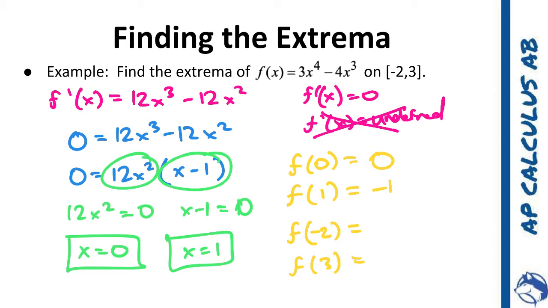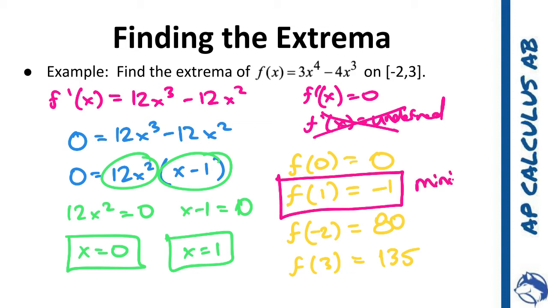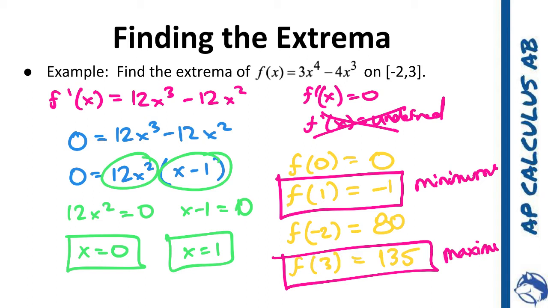Negative 2, so it's 3 times negative 2 to the fourth, minus 4 times negative 2 to the third. And I get 80. Then I have to do the same thing, but instead of negative 2, I hit it with 3, and I get 135. So at this point, you should be able to see that negative 1 is my minimum, the smallest value, and 135 is my maximum on this interval.